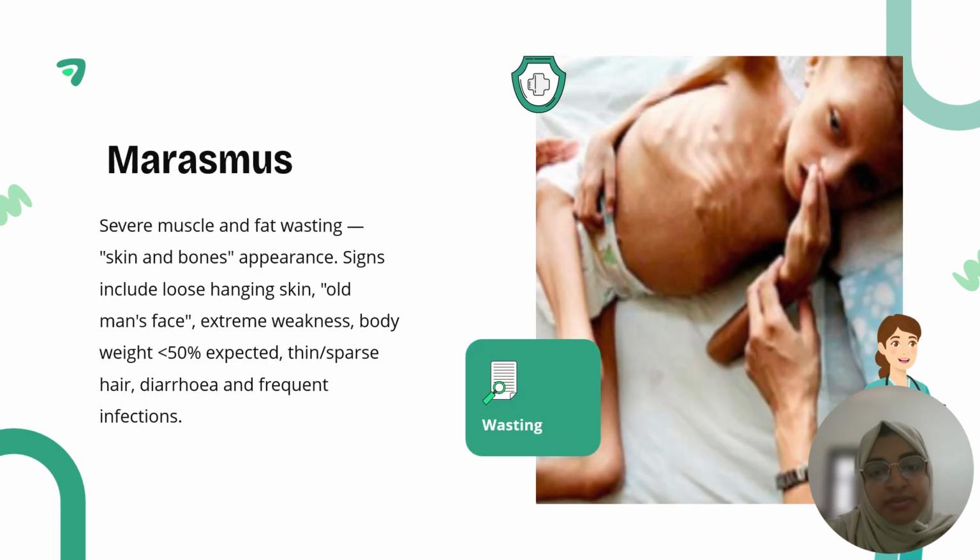Next is marasmus. It is characterized by severe wasting due to prolonged deficiency of both calories and protein. The child appears extremely thin with loss of muscle and body fat, loose skin, sparse hair, and an old man-like appearance. We say in Malayalam like illum tholum. In marasmic children, frequent infections and diarrhea are also common. The main point is that edema is absent in this case.